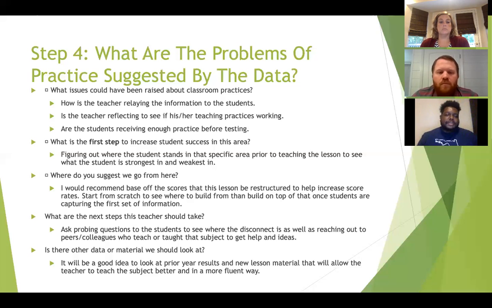And then also the last step: is there other data or material we should look into? Technology. Nowadays, a lot of students are always on tablets, laptops, and everything. Look into that, and allow them to fluently go throughout the lessons, because at home they're thinking they're having fun, but they're actually doing work and learning without actually sitting in the classroom.